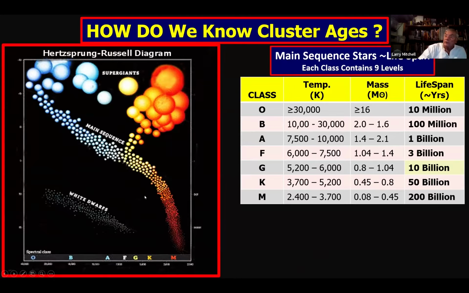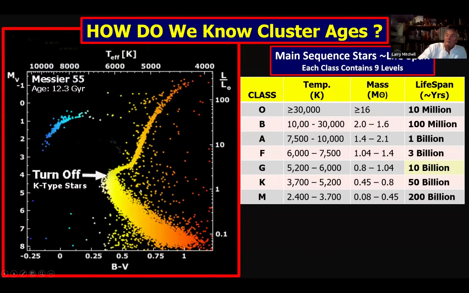So we can use this to determine the age of an open cluster by knowing what the type of star is right here at the turnoff, because where these stars turn off the main sequence, they're the oldest stars in the cluster. And in this particular case, this is the globular cluster. This is an HR diagram for the globular cluster Messier 55. And at the turnoff point, we have K-type stars. And by spectral analysis, we determine those stars are 12.3 billion years of age.